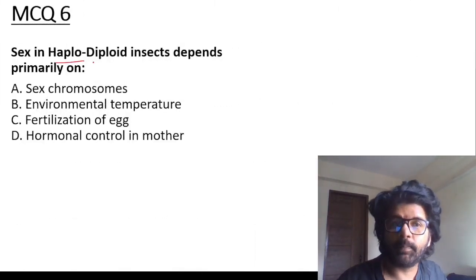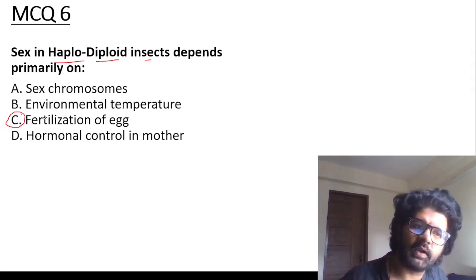MCQ6, in haplodiploid insects sex depends primarily on fertilization. If it is fertilized, female. If it is unfertilized, male. C.